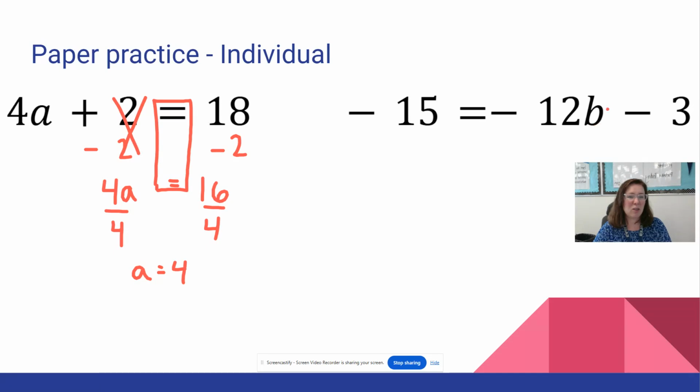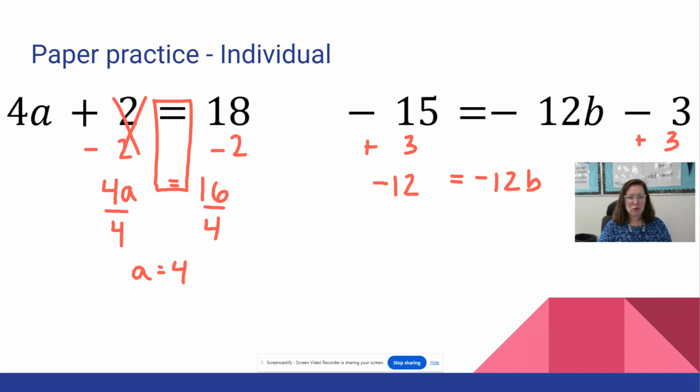All right, over here our goal is to get b by itself. This negative 12 and the b, they're the buddies, they're best friends, they're sticking close together. And then there's this 3 over here just kind of hanging out by itself. So that's what we're going to get rid of first. The opposite of a minus 3 is a plus 3 on both sides of the equal sign. Negative 15 plus 3 is negative 12 equals negative 12b.